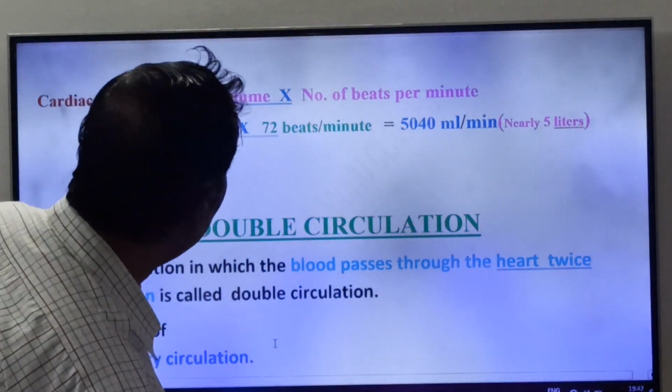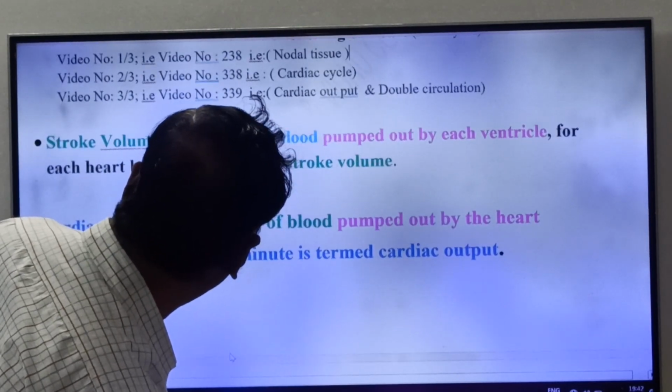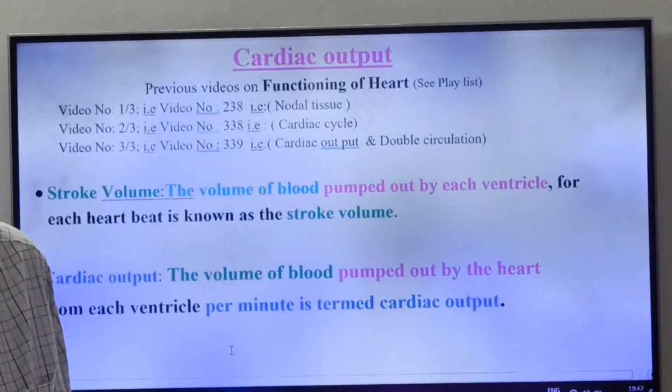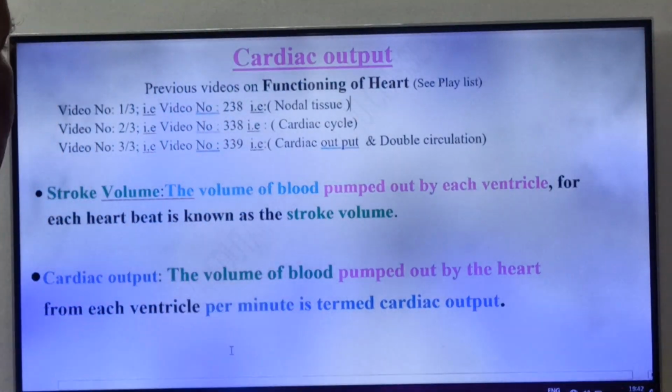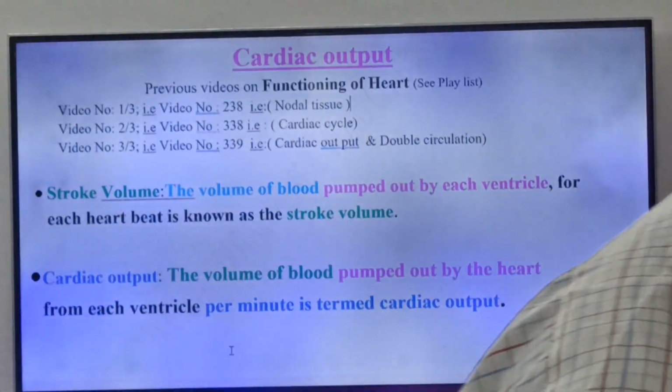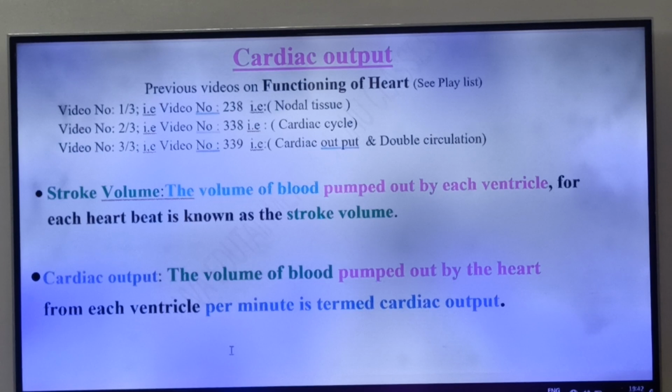Now here, what is stroke volume, friends? First definition: the volume of blood pumped out by each ventricle for each heartbeat is known as stroke volume. Please concentrate on 2 words. The volume of blood pumped out by each ventricle for each heartbeat is called stroke volume. Same definition, the volume of blood pumped out by heart from each ventricle per minute is called cardiac output.